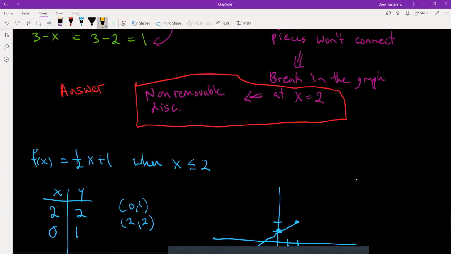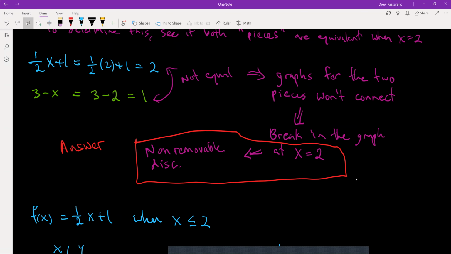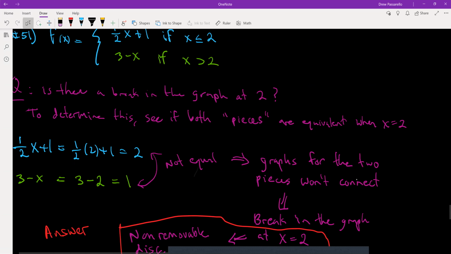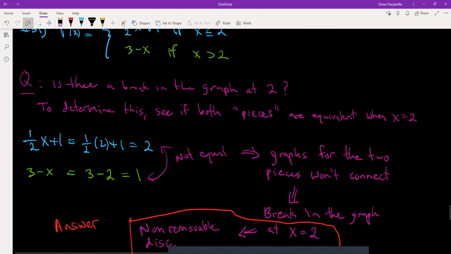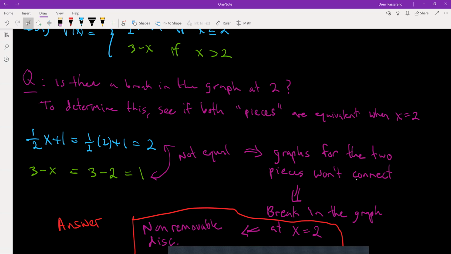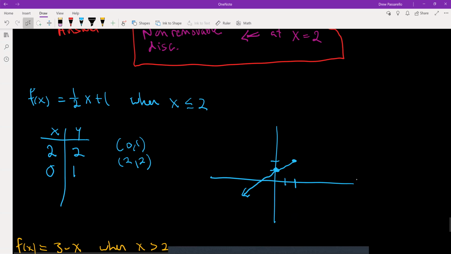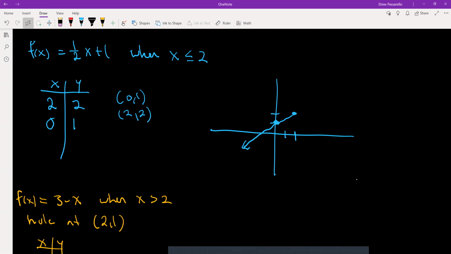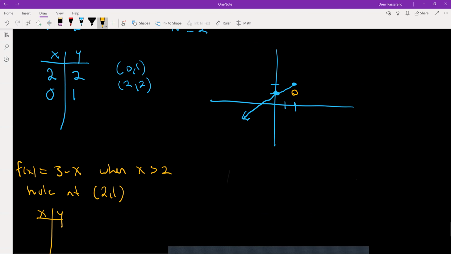So when we tried to see if the two pieces connected, we plugged in 2, even though the bottom piece was technically defined for x greater than 2. So because it's a greater than, that means there's going to be a hole at 2. And the y coordinate of that hole is going to be 1. So 2, 1, there's a hole. All right, so there's a hole right there.